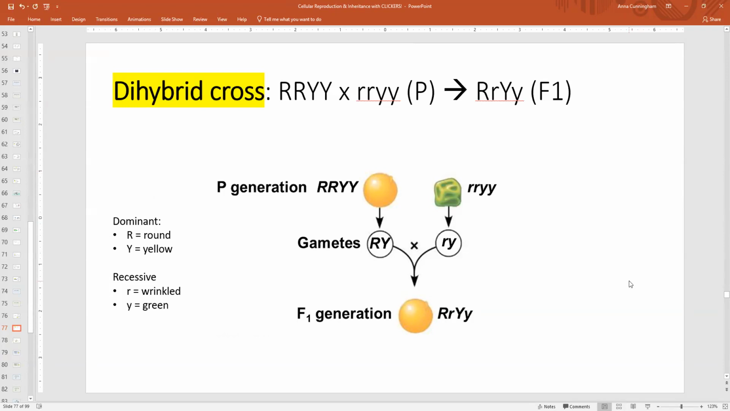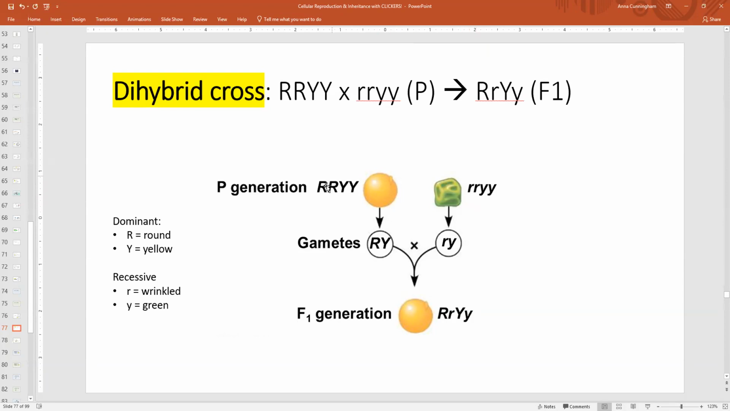So we're looking at here, again, two traits. We're looking at round or wrinkled and yellow versus green. Round is the dominant trait, wrinkled is the recessive trait, yellow is the dominant color, and green is the recessive color. So he figured that out. We know that, all right?